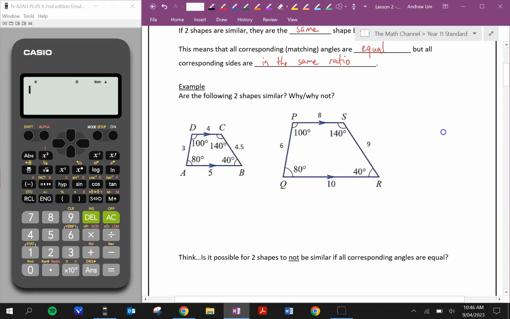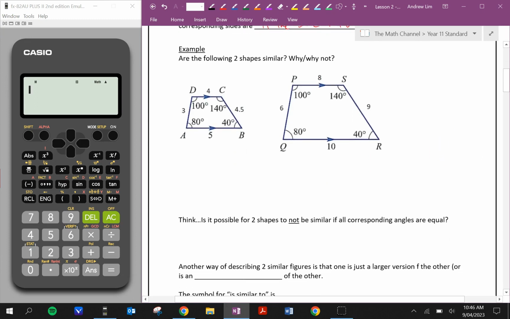So, are the following two shapes similar? Why or why not? Maybe pause the video, see if you can work this one out. Okay, so we can see here that the two shapes are similar because all the corresponding angles are equal. This 100 degrees corresponds with this one. This 140 corresponds with this 140. This 40 corresponds with this 40. And this 80 corresponds with this 80. So all corresponding or matching angles are equal.